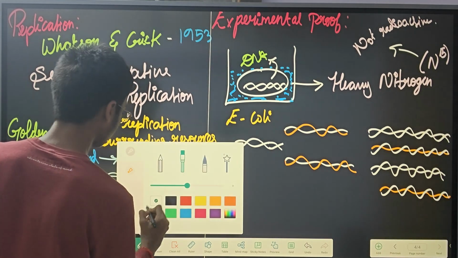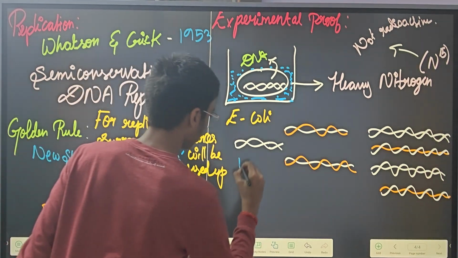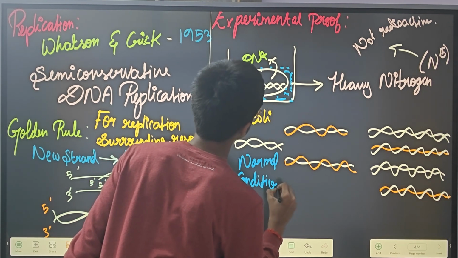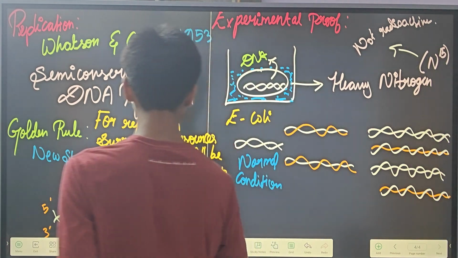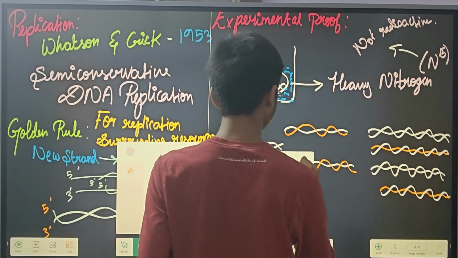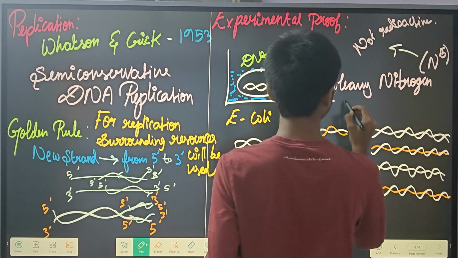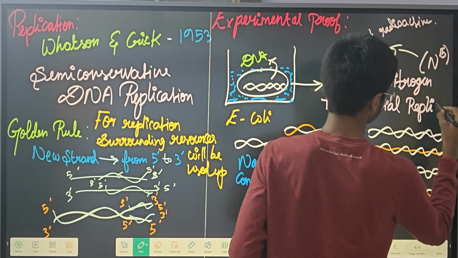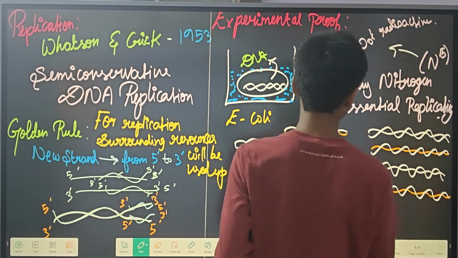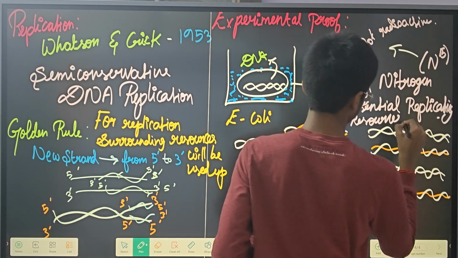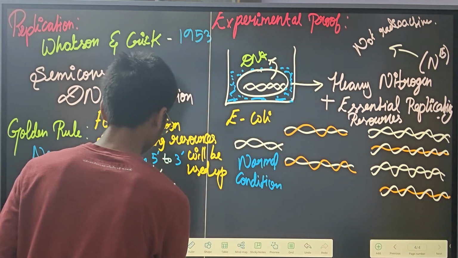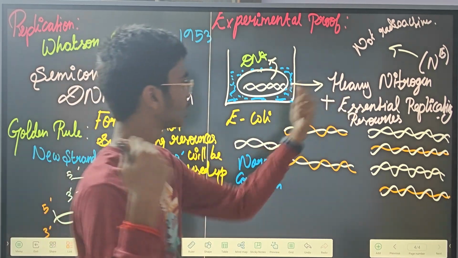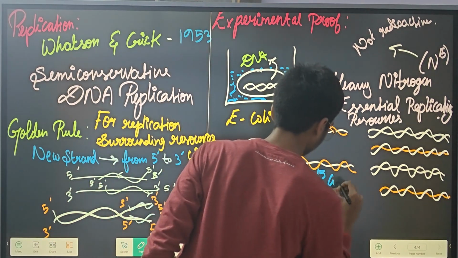Very simple. Wait, before that, we are going to write. This is in normal condition. And also this one: this particular medium is not only having N15, there are also some other resources, plus essential replicating resources. So this is in normal condition, and then this one is in this condition. N15 condition. You'll write it as N15 condition.